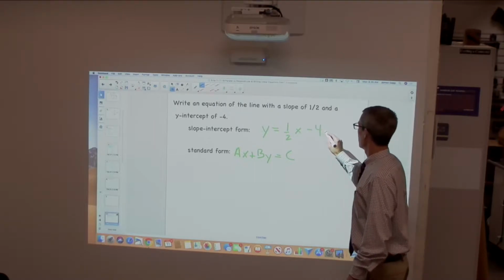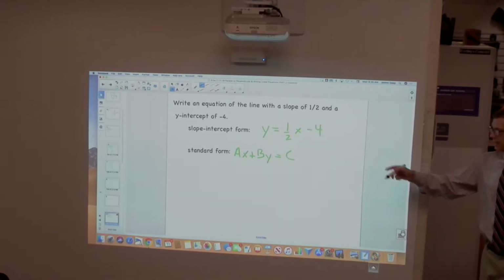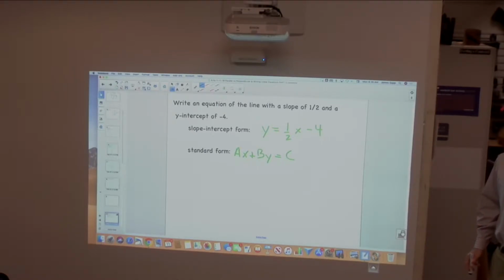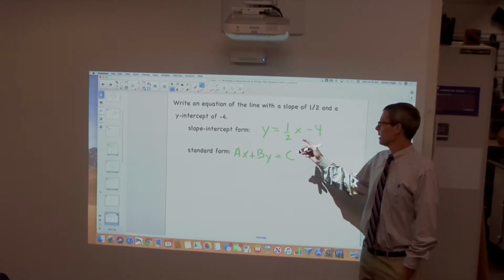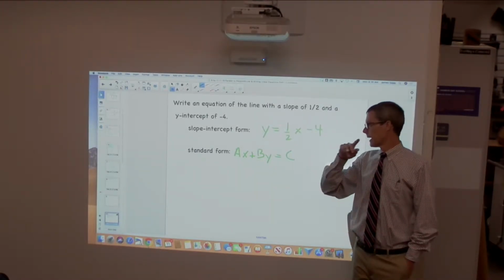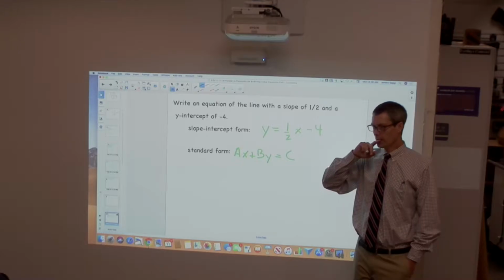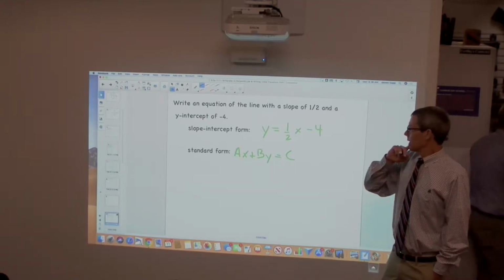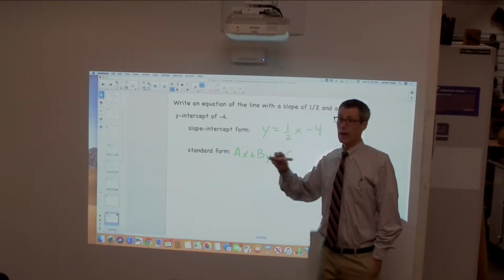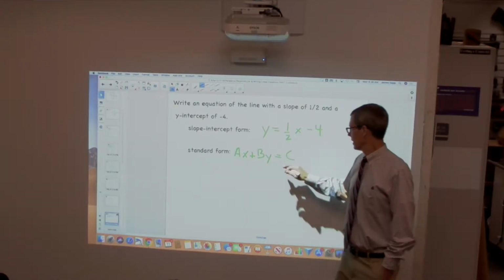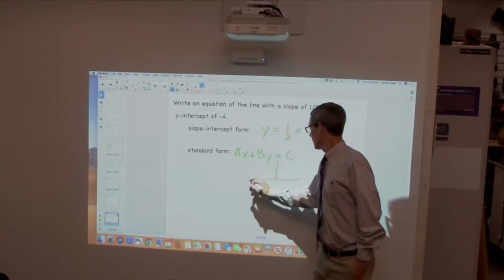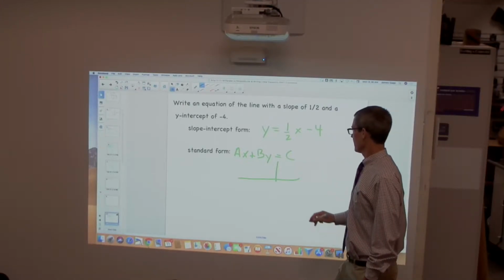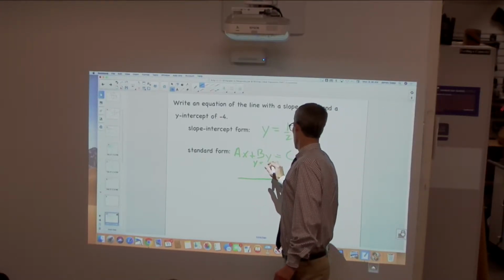Now how on earth do I get this thing to look like something x plus something y? I've got to do the math of the equations. So just big picture, I've got to move the 1/2 x over to that side. What do you do after that? You have to divide by a negative because A has to be positive. Would you subtract 1/2 x from both sides to get x's? Yes.